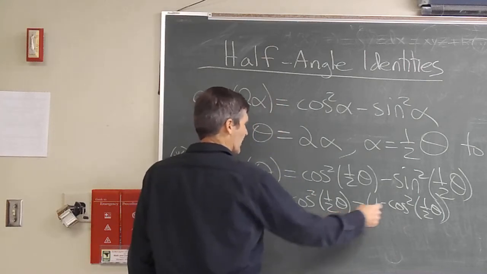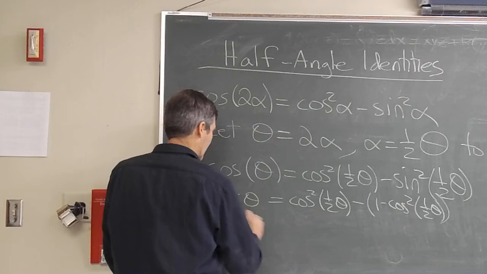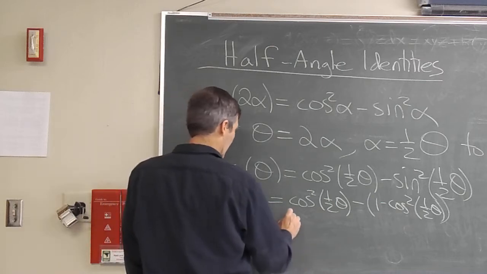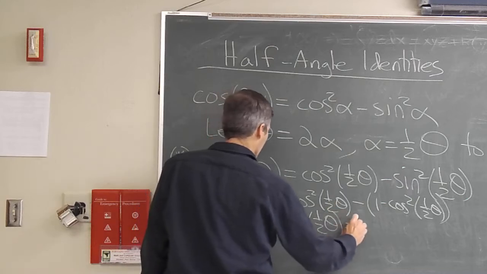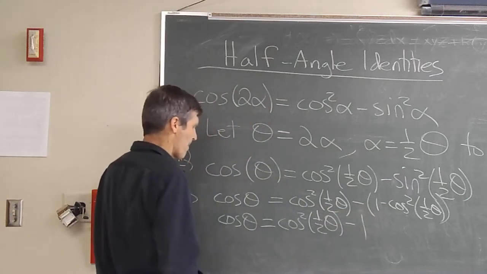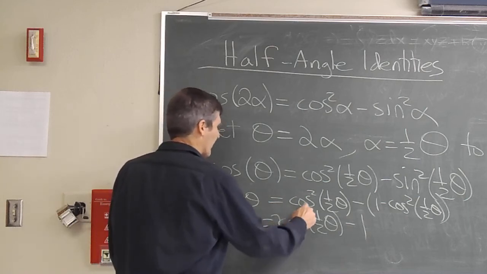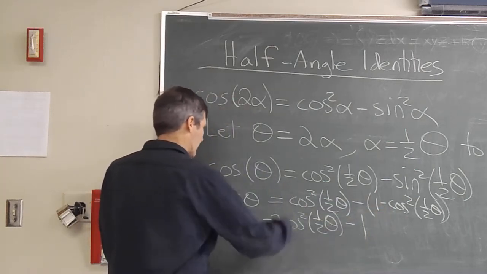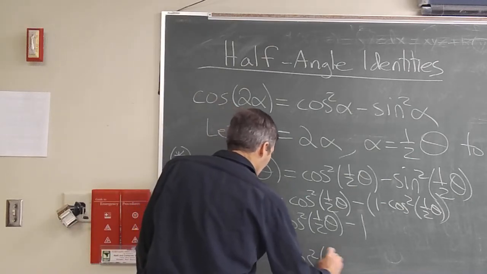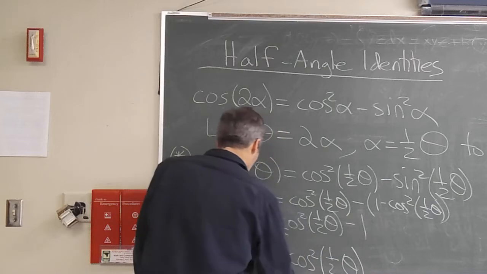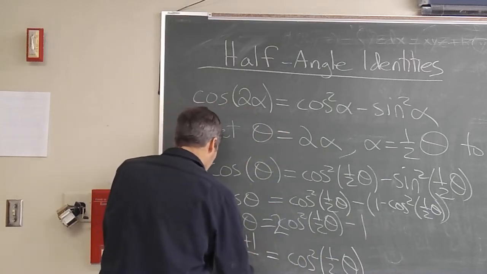Well, now I've got minus and minus is plus, so I've got two of these. Cosine theta is equal to 2 cosine squared of a half theta minus 1. There's two of them. And now I add 1 and divide by 2, and I come up with cosine squared of a half theta is equal to cosine theta plus 1 over 2.